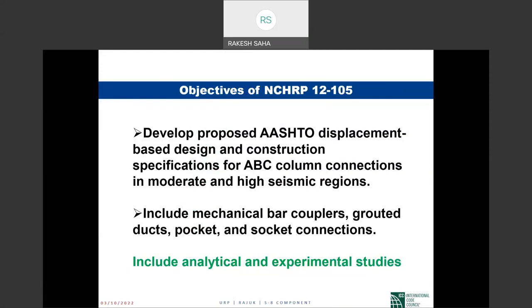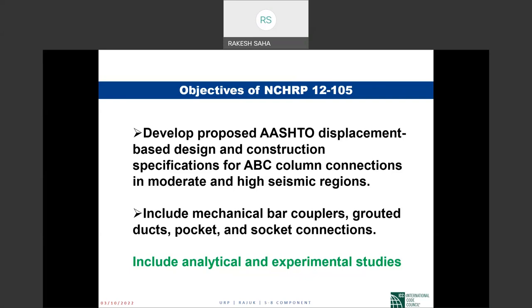So this was lacking for designers. Even though they want to use ABC, in high seismic zones and moderate seismic zones, they did not have any guidelines to incorporate this. So that's the purpose of this project, to address that. Now, the types of connections that we included in this project include the mechanical bar couplers, the grouted ducts, also pocket and socket type connections.